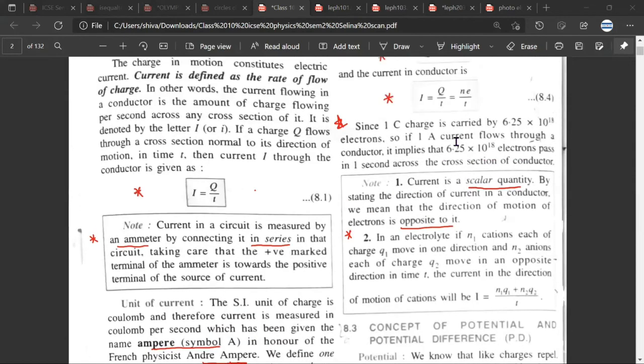One thing is that current is a scalar quantity. Another question. See, these are the MCQs which will be asked. So this is one of the MCQs which will be asked. Another MCQ that they can ask is that current is measured in ampere by using an ammeter, and the ammeter is always joined in series in a circuit. Any doubt? No doubt. So these are the typical MCQs that they'll ask.